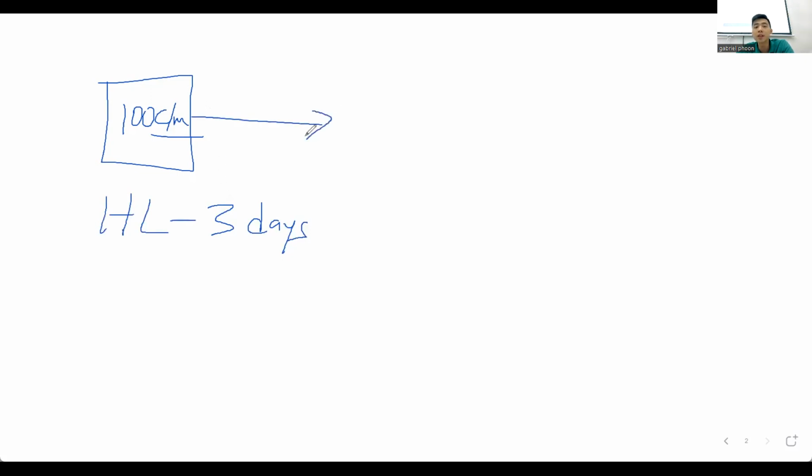For example, let's say today I have some random radiation that has 100 counts per minute. Counts per minute is the amount of radiation that it emits every minute. If I say that this radioactive substance has a half-life of 3 days, it means it takes 3 days for it to decay by half its current amount. 3 days.